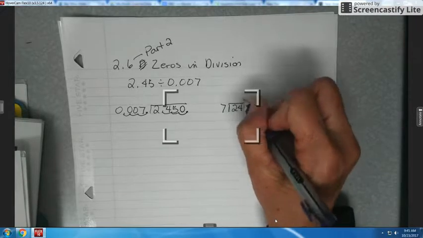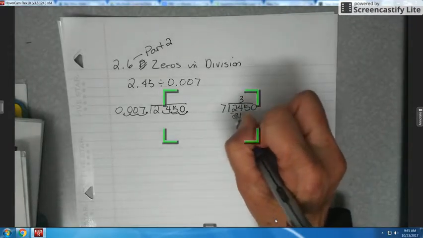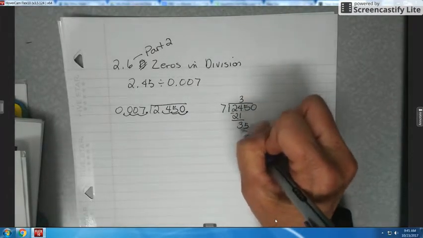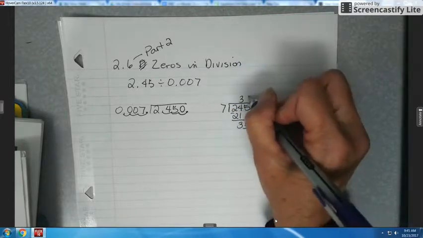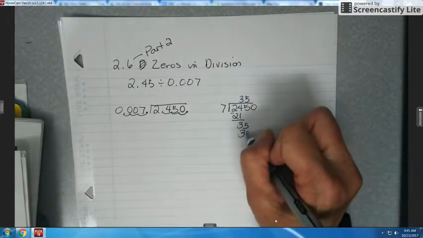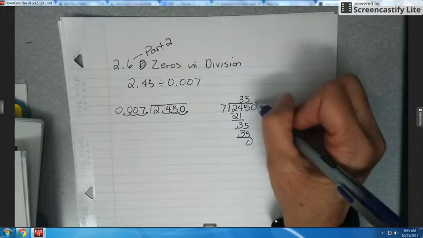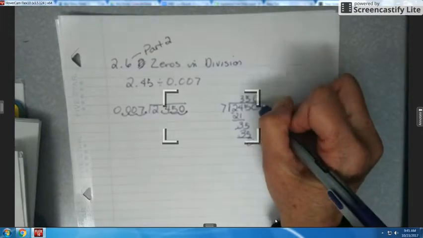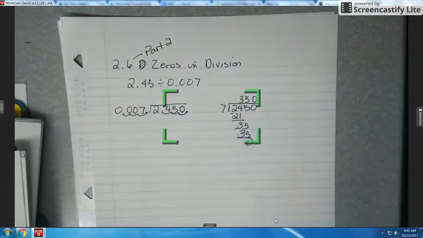7 divides into 24 3 times, subtract, bring down the 5 to get 35. 7 divides into 35 5 times, subtract, get 0. 7 divides into 0 0 times.